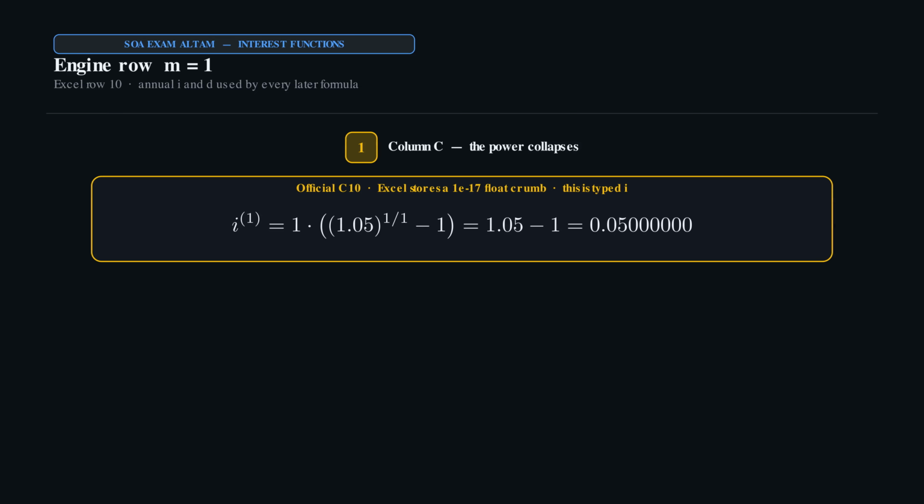Row 10, M equals 1. I upper 1 is 1 times (1.05 to the 1 minus 1), which is 0.05. That is the typed I. Excel's cached value is 0.0500000000000000000044, a binary float crumb. On the exam, you write 0.05.